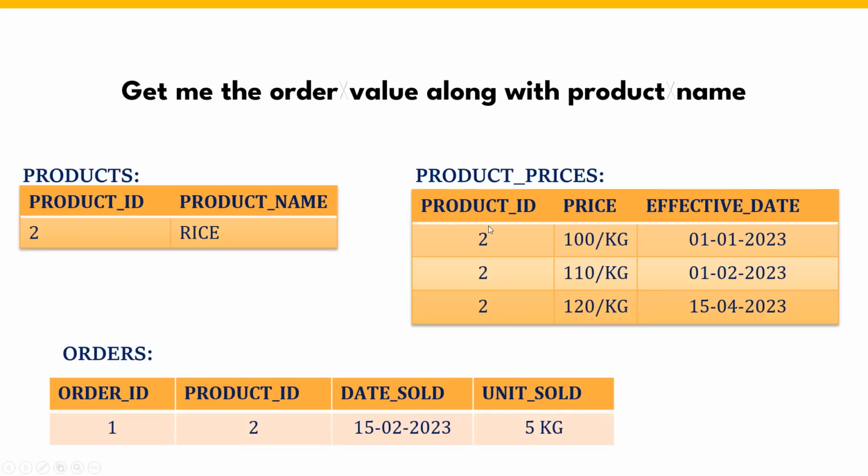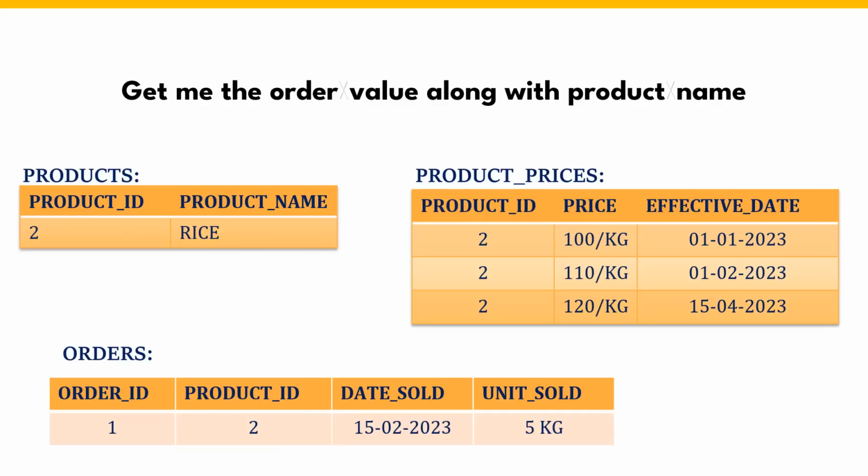At the same time, product key, which is available in orders, is also a foreign key. Nothing but you have two tables which are related. The products table is related to orders as well as product prices. Now you see you have a relationship. Now what is the thing you have to do?